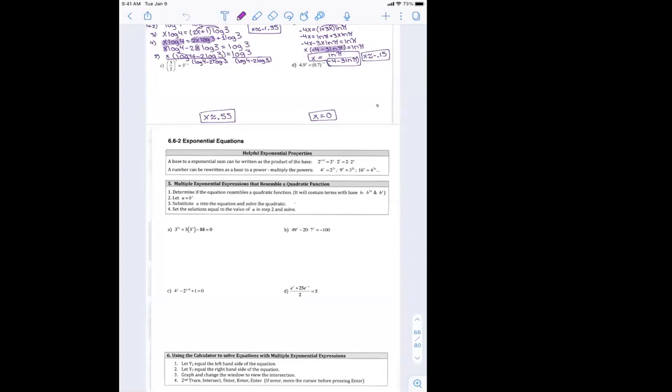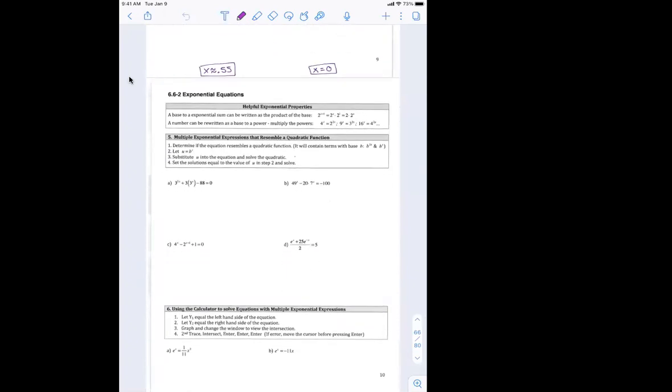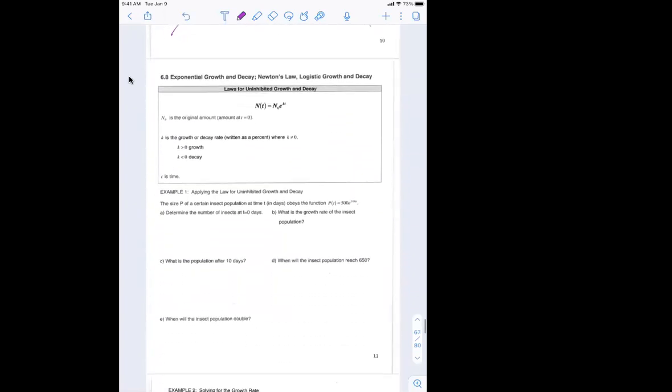So let's take a look at the next section. Actually, 6.6-2, we're going to cross off. So all of page 10, you can go ahead and just X that out. And we're going to pick up on page 11 under 6.8. And we're just going to do part of it.